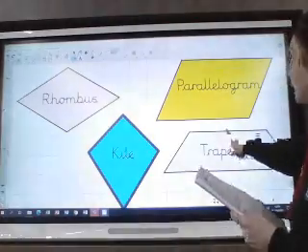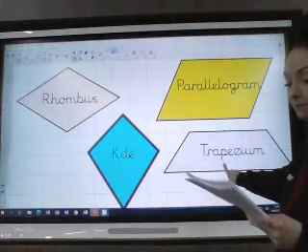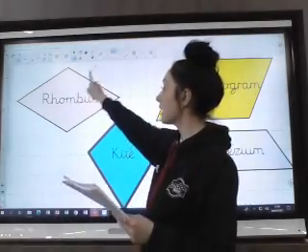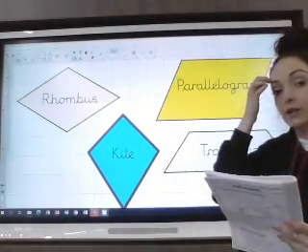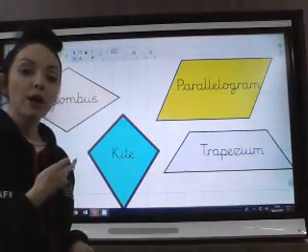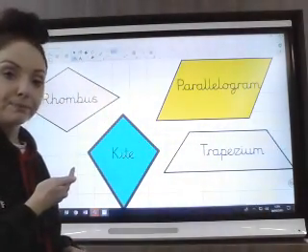So the first one is a trapezium, so it's this one. Then you've got a parallelogram. Then you've got a rhombus. Then you've got a kite. Okay, just to remind you what these shapes look like. Now, these shapes have all got something in common.